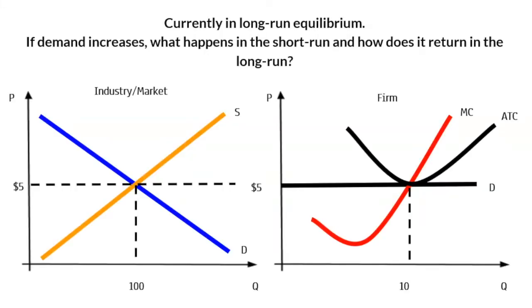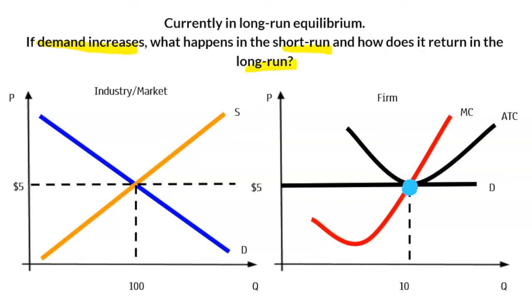So here, we are currently in long run equilibrium, right? We know that because we're at the point where the minimum of the ATC, and I'll do it in blue to make it stand out a little bit more, intersects with our demand, marginal revenue, marginal cost curve. This is long run equilibrium. Well, here it says, if demand increases, what is that going to do in the short run, and how does it return to the long run?